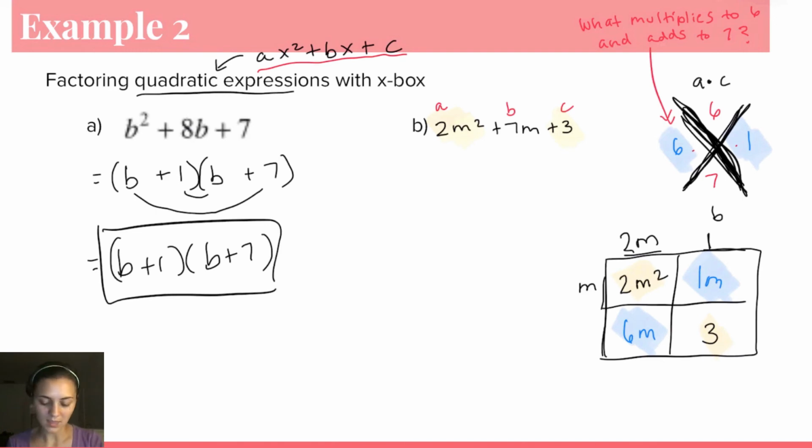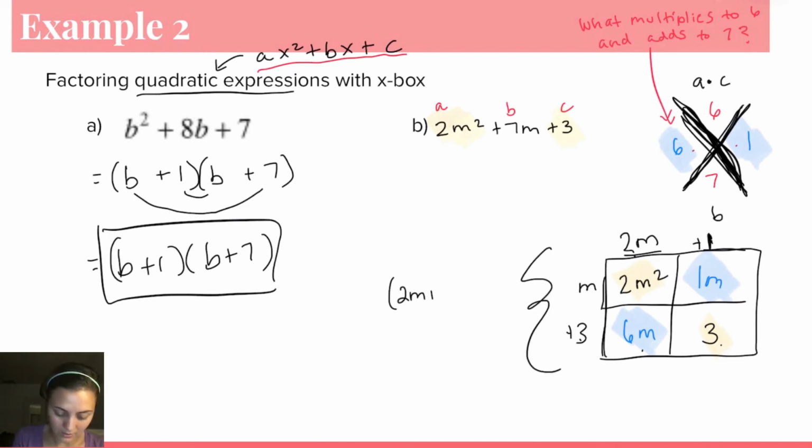Right? And then 2m, what times 2m equals 6m? That would be 3. And then I can check my last box. 1 times 3 does indeed equal 3. So everything in the box multiplies to get what you have inside, and then those are my factors. So these were positive numbers, so that will be addition. So from my box, I get the factors 2m plus 1 times m plus 3.